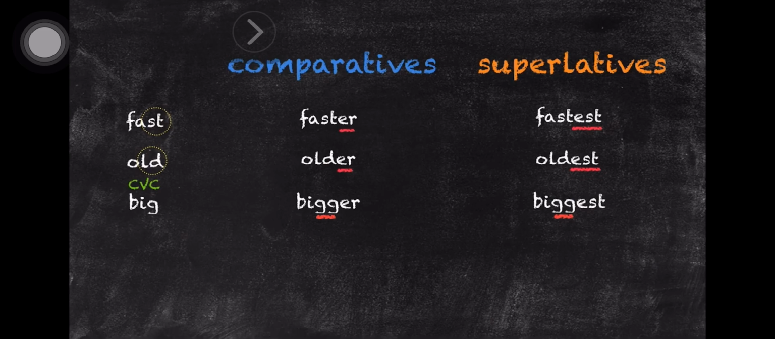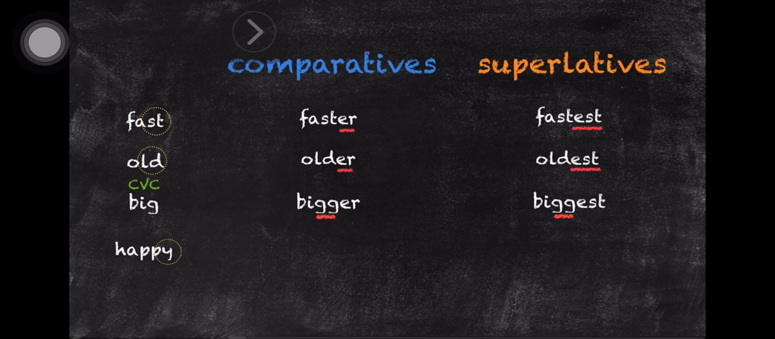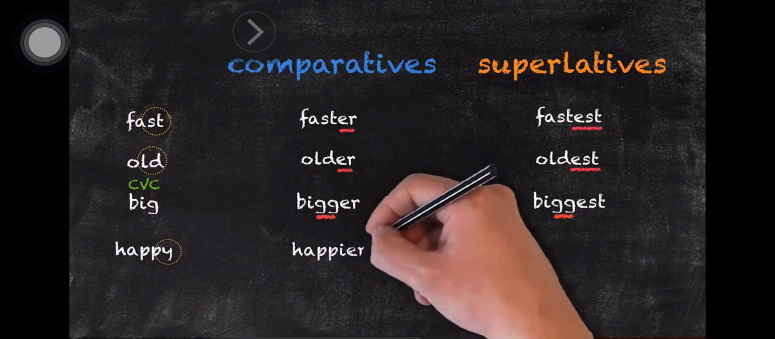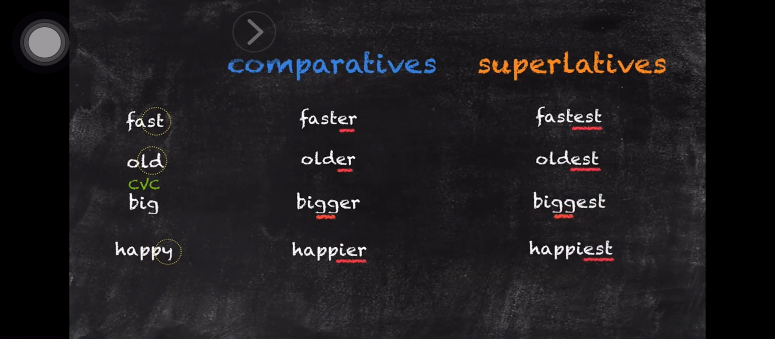Now, with two-syllable adjectives that end in Y, we drop our Y and add IER or IEST. However, with all other two-syllable or three-syllable adjectives, we don't simply put ER or EST at the end.